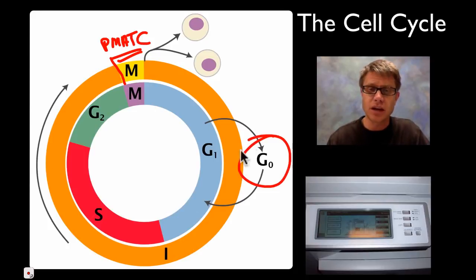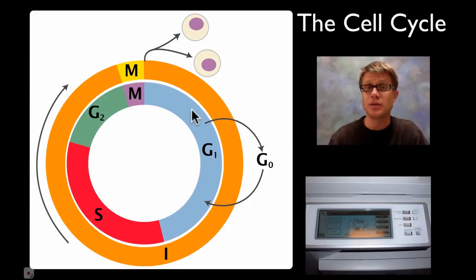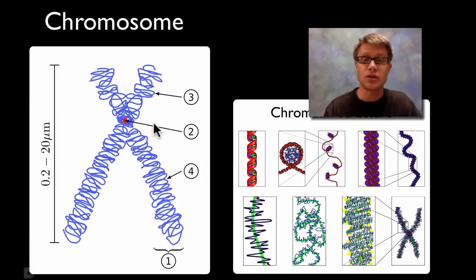Now there are some cells that never really copy themselves. So the nerves, for example, in your central nervous system, so the nerves in your brain, aren't going to make copies of themselves, and muscles are the same way. So they are stuck in what's called a G0 phase. But all of the other cells in your body are making copies of themselves because they wear out and they have to make extra copies.